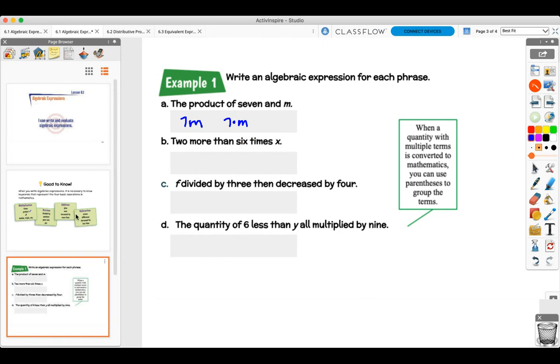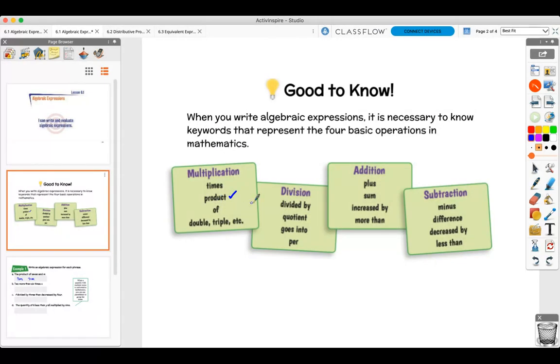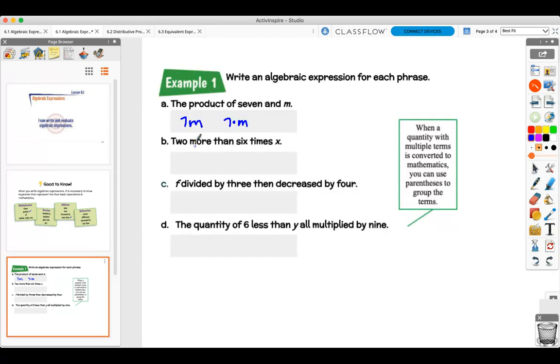2 more than 6 times x. So more than. If you're not sure, go back to that list. Where do you see more than? Oh, right here, more than. So 2 more than 6 times x. So 6 times x is 6x, and you're going to have 2 more than that.